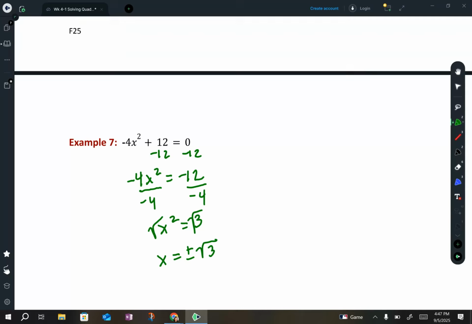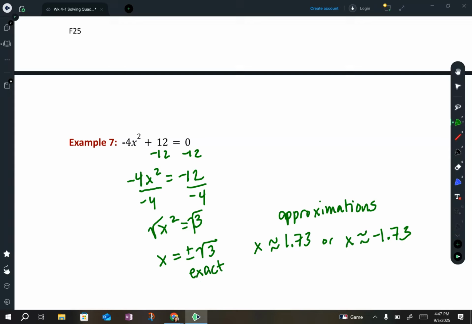If you're solving a story problem or something like that, it's okay to find a decimal approximation. I looked this up. You could write x is approximately 1.73, or x is approximately negative 1.73. Those are approximations, not exact values. This is my exact solution. If they asked for exact, plus root 3, minus root 3.